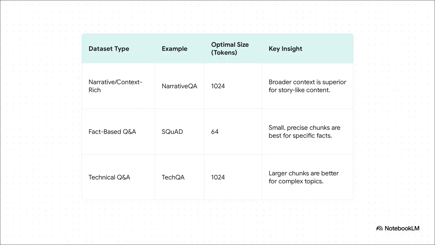Well, the data is pretty clear. There is no magic number. Sorry. The optimal chunk size depends completely on your data and what you want to do with it. For something like a fact-based Q&A bot where you need quick, precise answers, small and punchy chunks, maybe around 64 tokens, are the way to go. But if you're dealing with complex stories or dense technical manuals, you need that broader context. So you'll want to go with much larger chunks, maybe up to 1024 tokens. It all comes back to matching your structure to your specific use case.